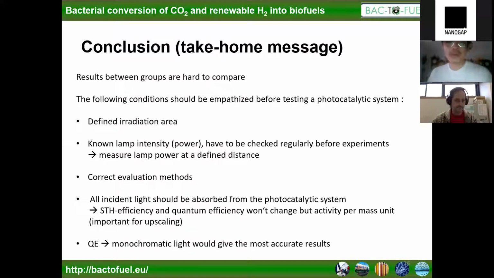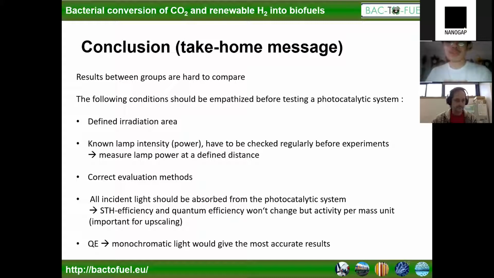Then what is very important is that you have correct evaluation methods, because when I read some publications, it's always hard for me to understand how they can calculate this amount of hydrogen if they don't know, for example in the batch process, the pressure inside of the reactor. So it's always a rough estimation most of the time.